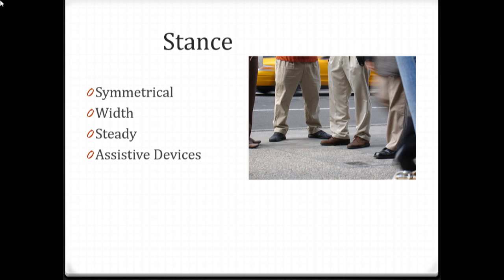Do they have any assistive devices? Do they have a cane? Do they have a walker? Are they holding on to the wall? Anything of that sort.